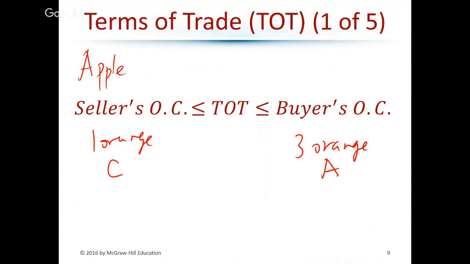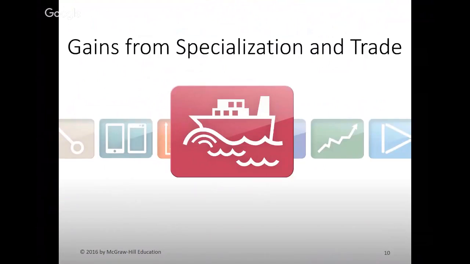Now, this is how they will trade. The seller, which is Canada, will sell their apple for 1 orange, and the buyer, Australia, will buy the apple for 3 oranges. So that's why the price has to be somewhere in between. Now, let's suppose that's not the case. Let's suppose the sellers want to sell their apples for 4 oranges, but the buyers in Australia only want to pay 3 oranges. Then there's no trade. So for this trade to work, the seller's opportunity cost has to be lower than the buyer's opportunity cost. And if you go back to the example we used before, that's always the case.